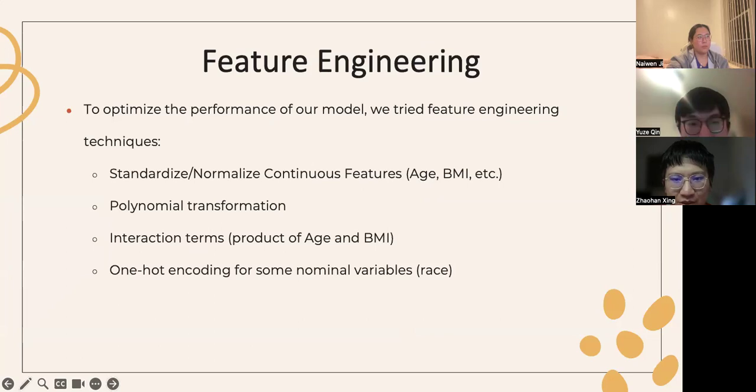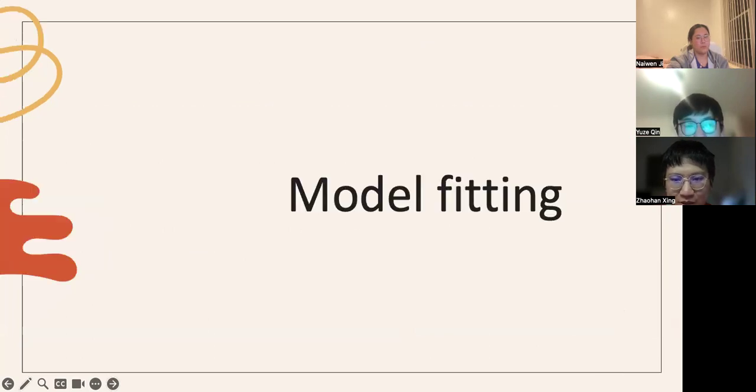And after that, we also tried some feature engineering techniques to better optimize our model's performance. Some of the techniques include standardizing or normalizing some continuous features, or doing some polynomial transformation, as well as adding some interaction terms. We also tried some one-hot encoding for some of the nominal variables. So I will hand it to Yuzo to talk about our model fitting part.